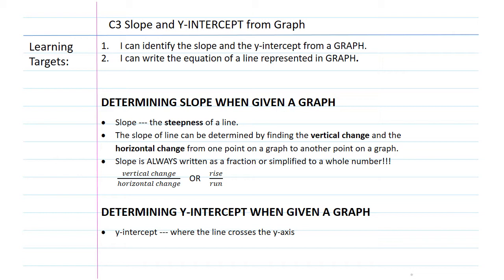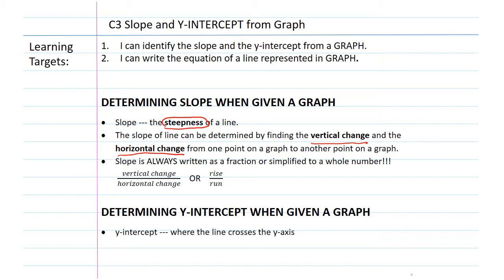So determining the slope when given a graph. Again, slope measures the steepness of a line. The slope of a line can be determined by finding the vertical change and the horizontal change from one point on the graph to another point on the graph. Slope is always written as a fraction or simplified to a whole number.